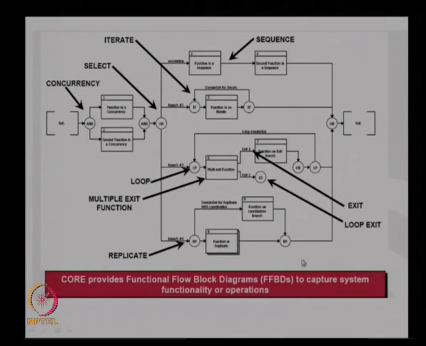For example, if you look at the functional block diagram, FFBD, you can see that there are functions like AND, OR, iterations and exit. So these all tell you what actually happens in this particular function: which functions are to be executed in parallel or together, which functions are to be executed serially using AND or OR blocks, or which need to be iterated multiple times. All those things can be easily represented using this diagram. So CORE provides you the facility to model the behavior of the system in this format using FFBD.